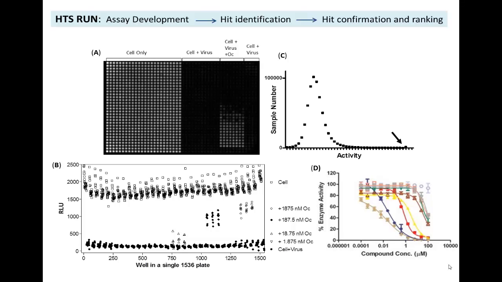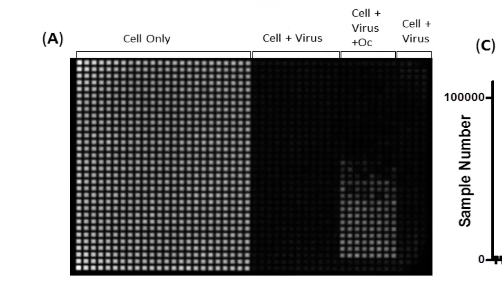So, high throughput screening is mainly conducted in the technical aspect: assay development, high throughput screening to identify hits, and then the hits will be confirmed and ranked for potencies. I'll use this slide to illustrate those technical aspects of those studies. Slide A is an example we did before for anti-flu drug screening.